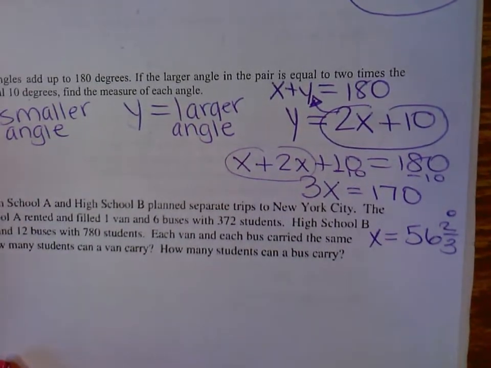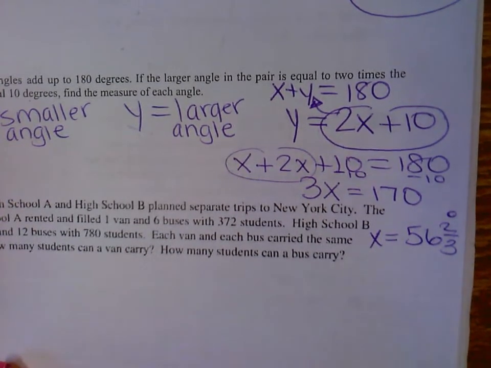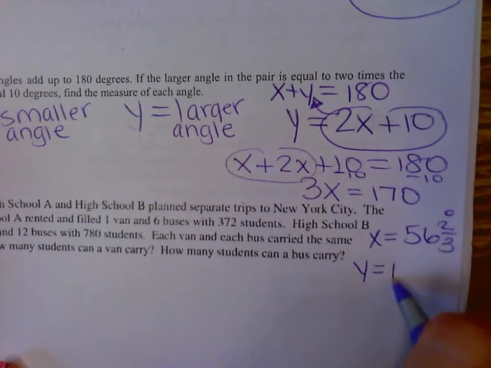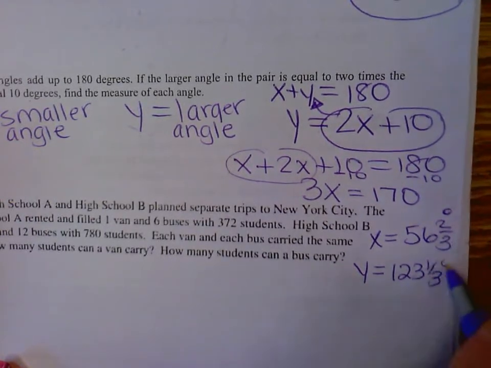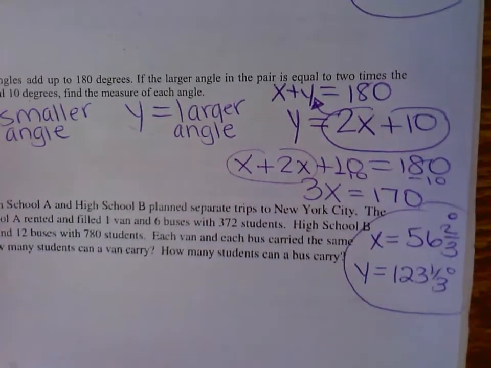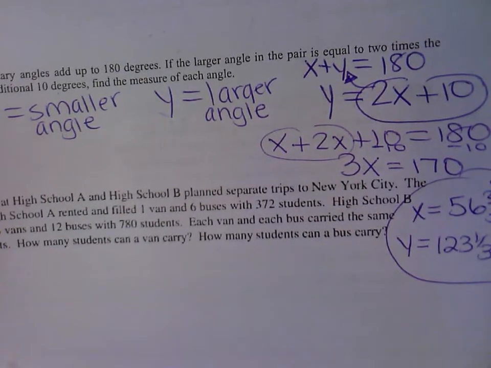How do I get the other angle? I subtract it from 180, right? So my larger angle is 123 1/3 degrees. I guess it's good to see something not come out as a perfect integer, right? It doesn't have to be 1 degree.